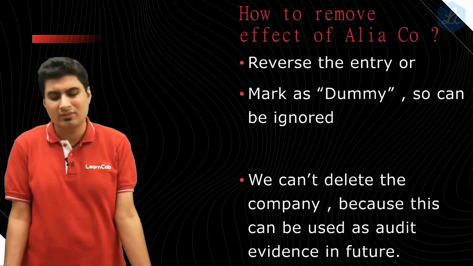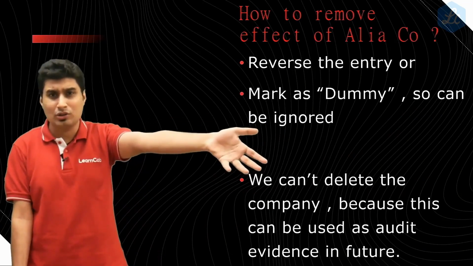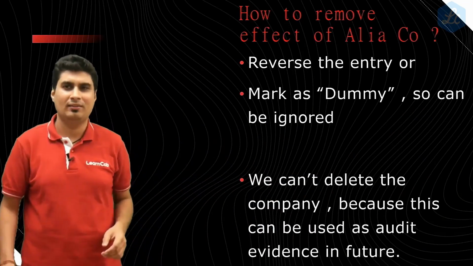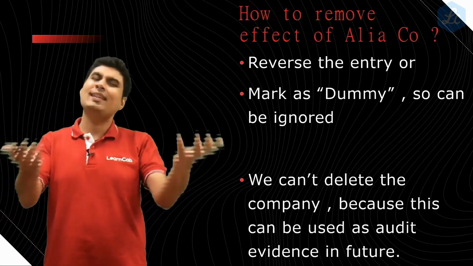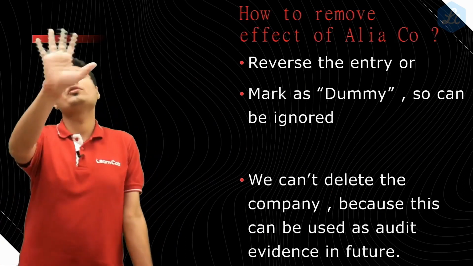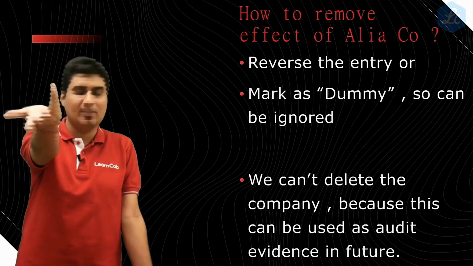One extra question is given. How to remove the effect of Alia? You have opened Alia, you need to close Alia also. This is in CA Final, not in your syllabus, but still I want to explain. What is going on? Final, inter, one and the same. Are you clear? We are studying for life. How to remove the effect of Alia? Reverse the entry. Debit, do credit; credit, do debit. If you reverse everything, the effect is zero.